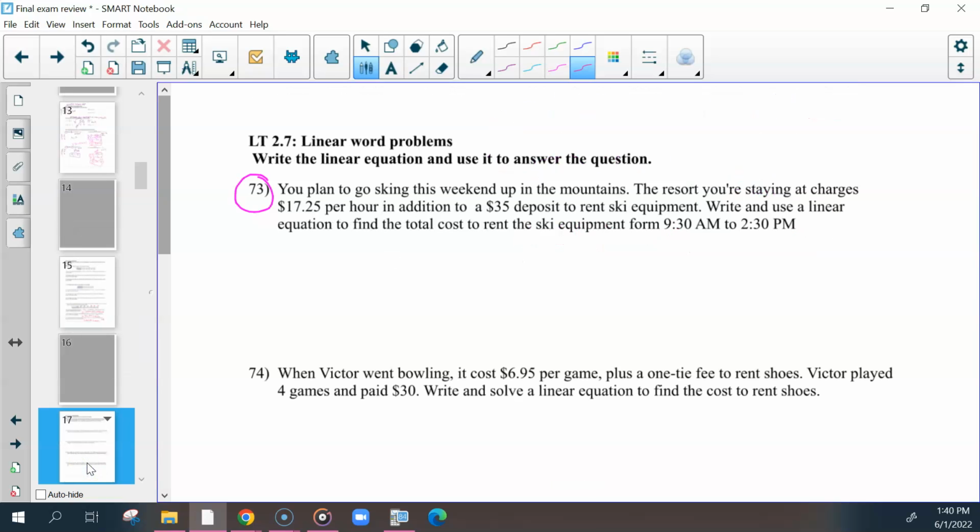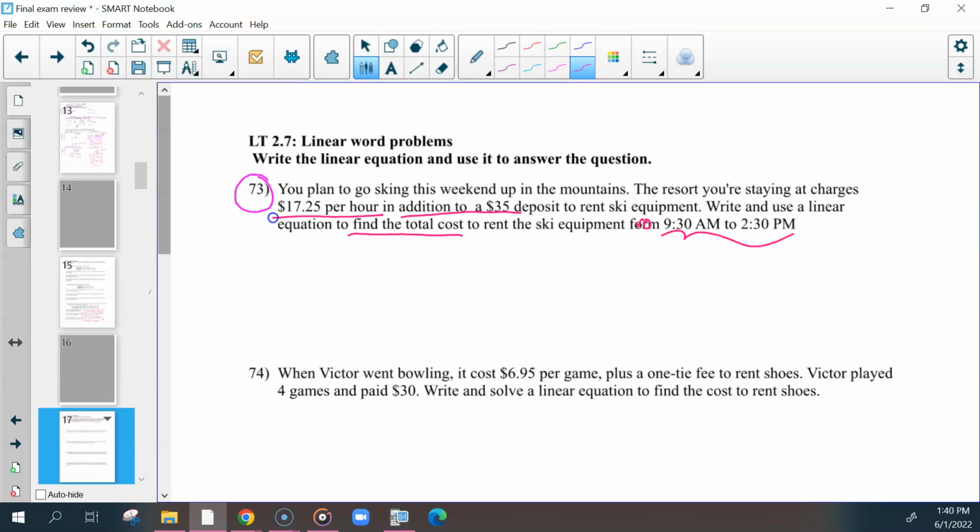The next page is your word problems, the last objective in Unit 2B. So I just have one thing circled, but if you want to see any others, you can go over those. When you get your word problems, find your important things. The 17.25 per hour, in addition to 35. You have to find the total cost. Look at what you're asked to find. Total cost from 9:30 to 2:30.